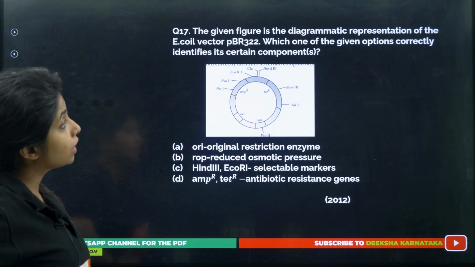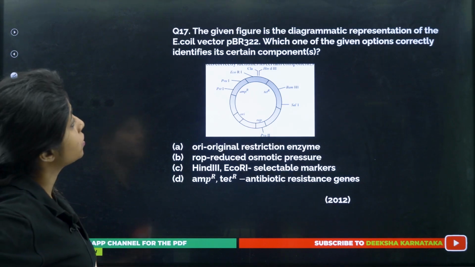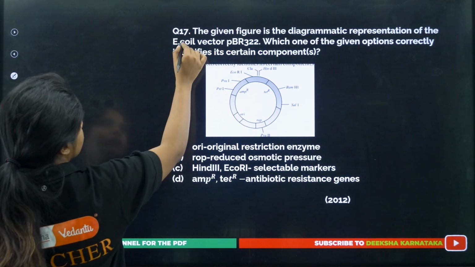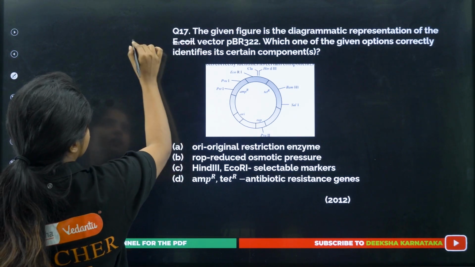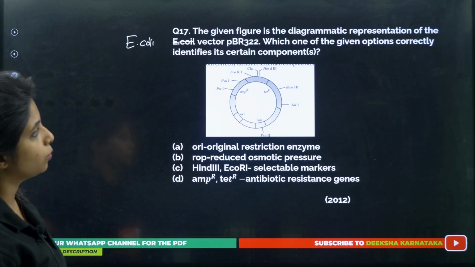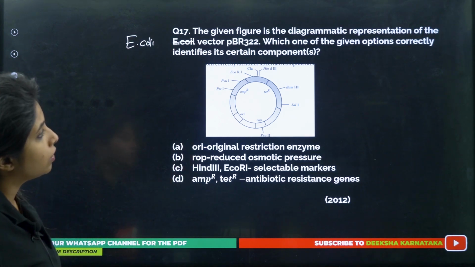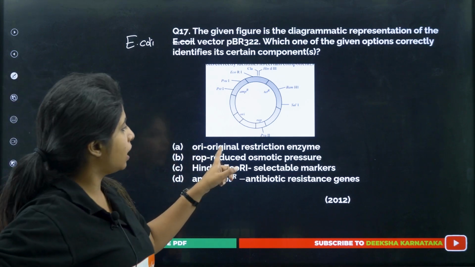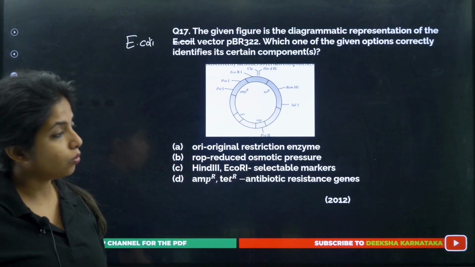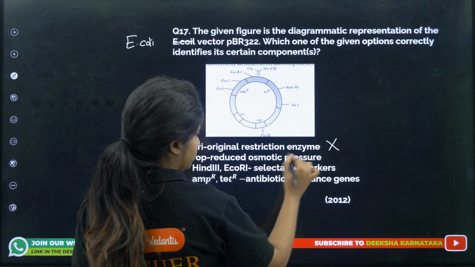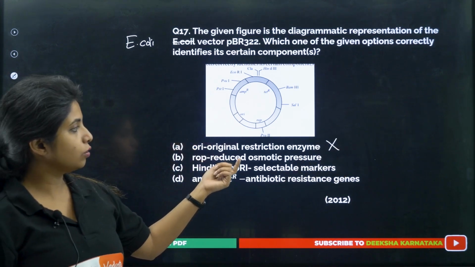Question number 17. The given figure is the diagrammatic representation of the E. coli vector pBR322. Which one of the given options correctly identifies its certain components? So ORI is original restriction enzyme? No children. ORI is the origin of replication. So this is wrong.